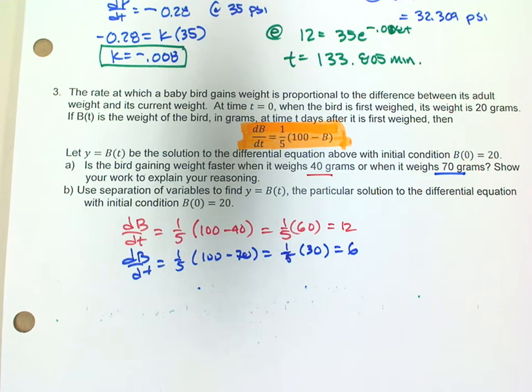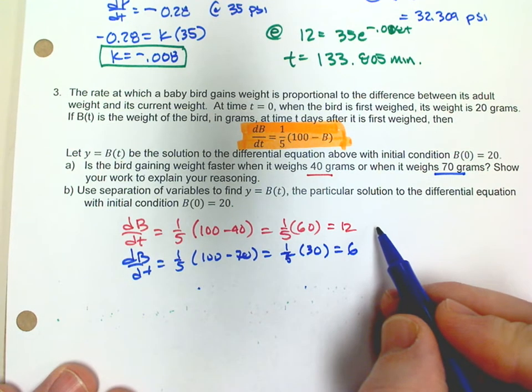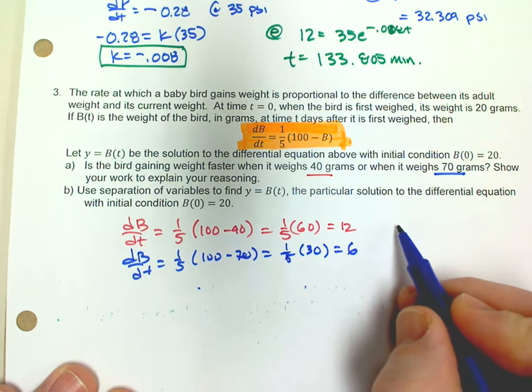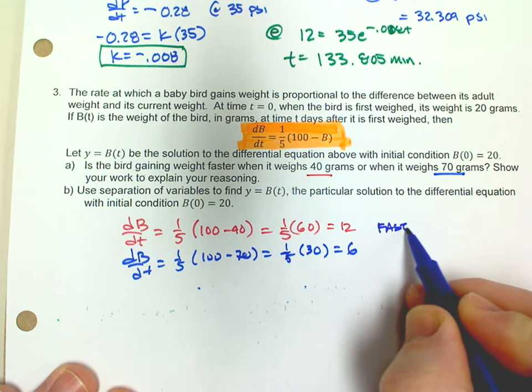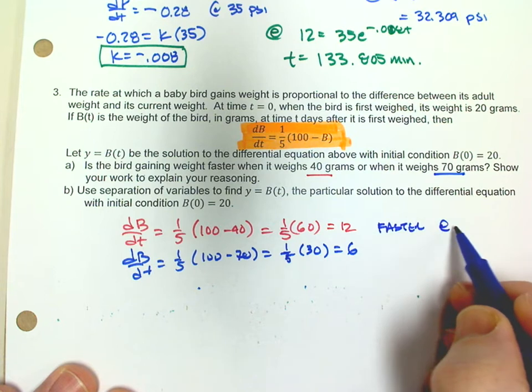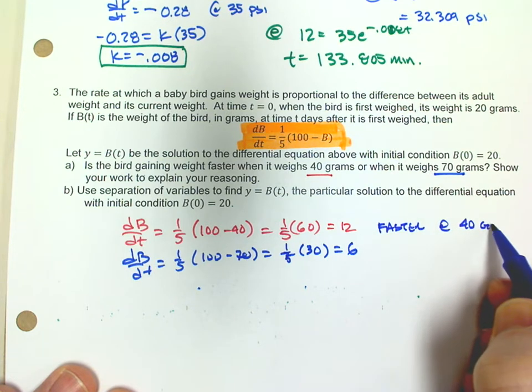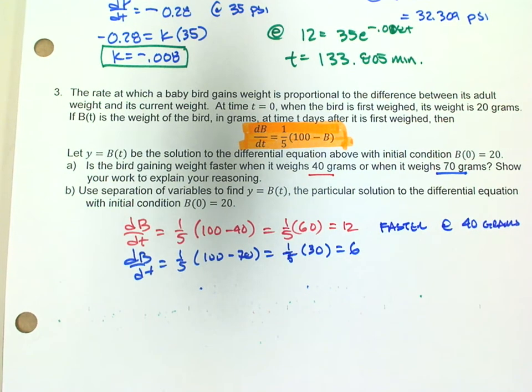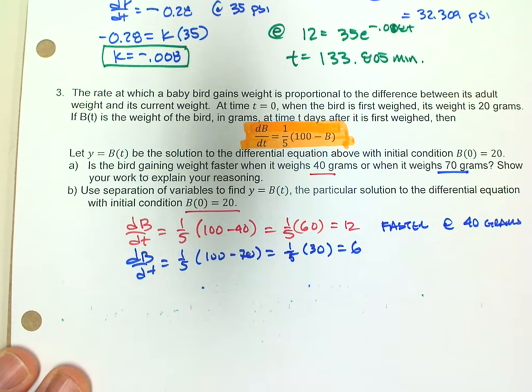Show the work to explain your reasoning. You can see that our reasoning would go with the bird gaining faster at 40 grams. As a matter of fact, it's actually growing twice as fast at 40 grams than it is at 70 grams. Next one says use separation of variables to find the particular solution based upon our initial conditions.